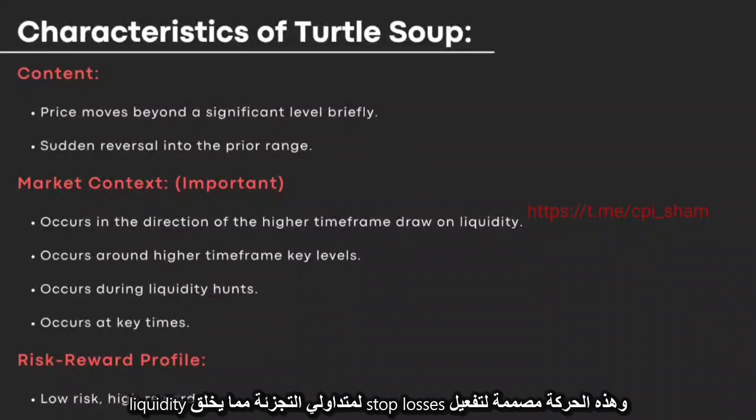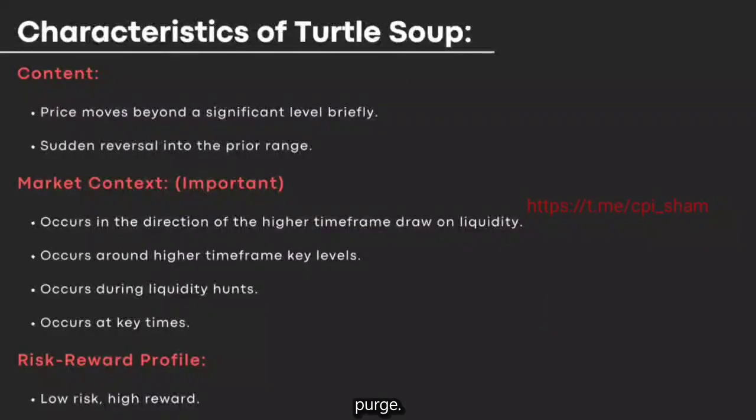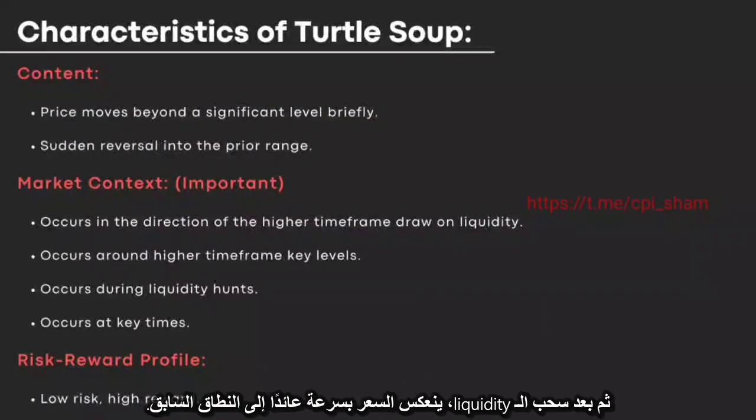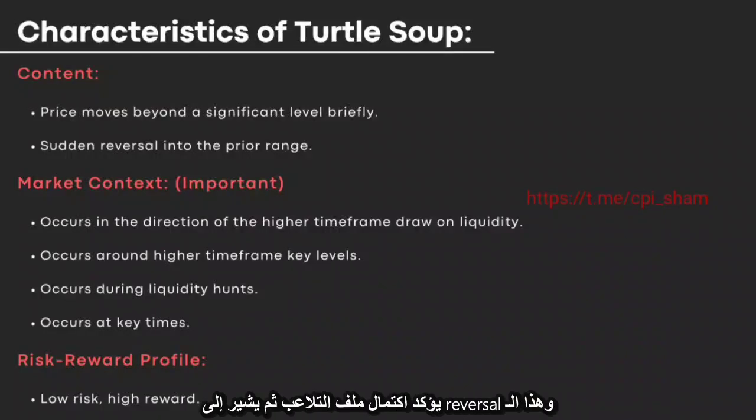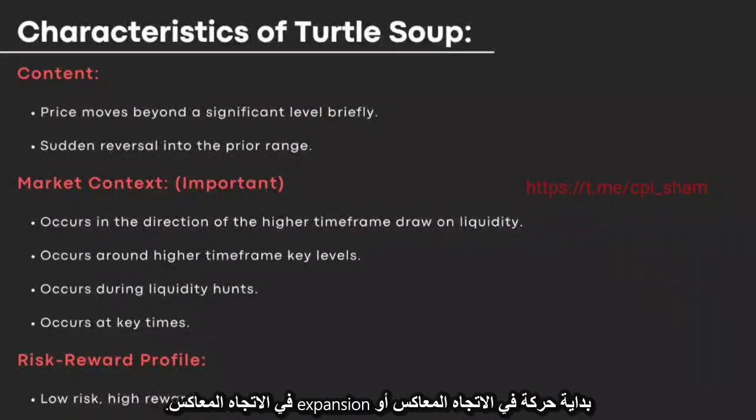And this movement is designed to trigger stop losses of retail traders, which creates a liquidity purge. And then after grabbing the liquidity, price quickly reverses back into the previous range, and this reversal confirms the manipulation profile is completed, and it then signals the start of a move in the opposite direction, or an expansion in the opposite direction.